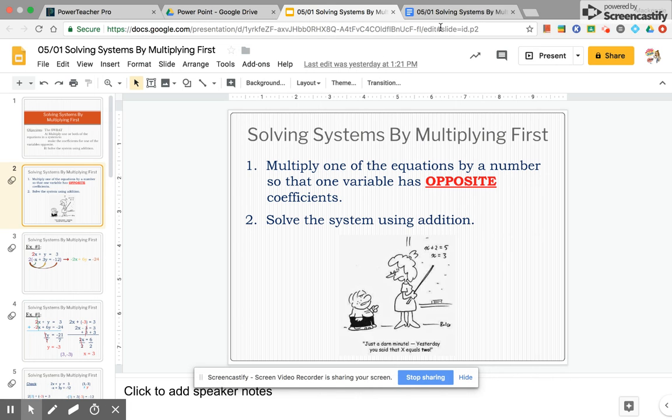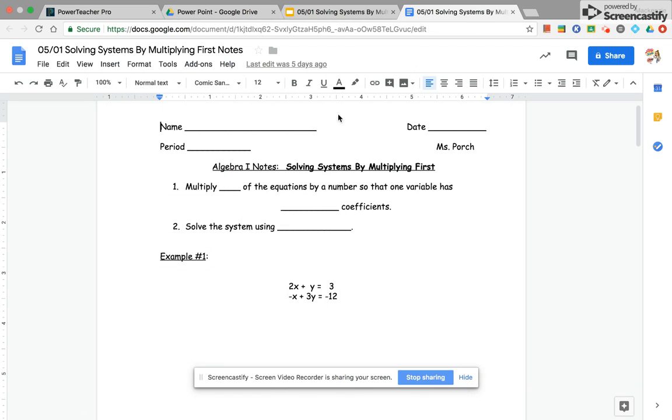On your note sheet, what you want to fill out as we go along is: multiply one of the equations, opposite coefficients, and solve using addition. So like I said, as you go through, you're going to fill out these notes just like we would have done in class.